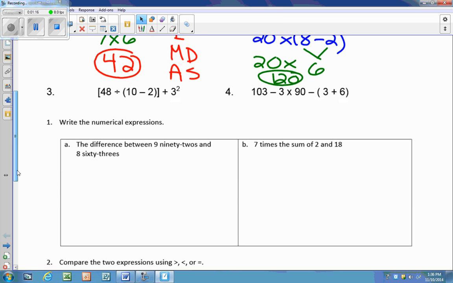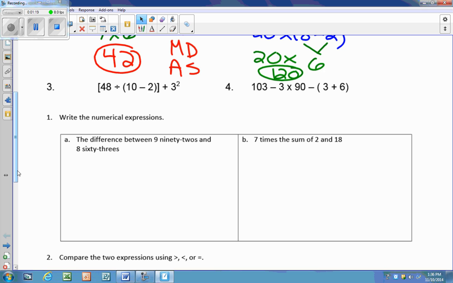Number 3, there are brackets in this one. So we're going to start with our brackets, and inside our brackets, we're going to follow our order of operations. And inside the brackets, we do have parentheses, so we're going to start with that. And we're going to rewrite everything else. We still have brackets, so we need to continue on with our brackets. So we're going to do 48 divided by 8, which is 6.